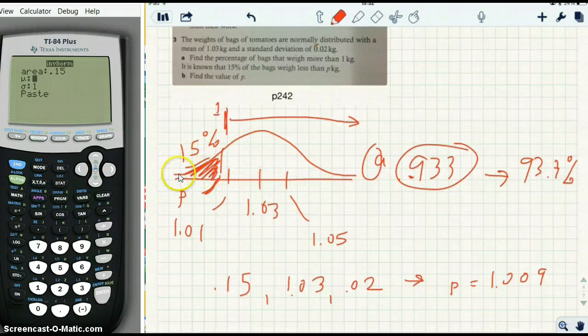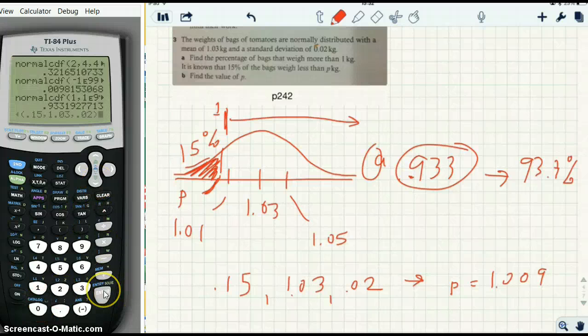In this case, we know that we want from negative infinity to p, so it's perfect. We give it 15%. Of course, you can't put 15 in here because it's expecting a decimal, not a percent. A lot of people make that mistake on the test. Give it 0.15, because it's times 0.01 or divided by 100. And the mean is going to be 1.03, and the sigma is going to be 0.02. And then we paste that, and it's going to give us 1.009. So P in this case is 1.009.